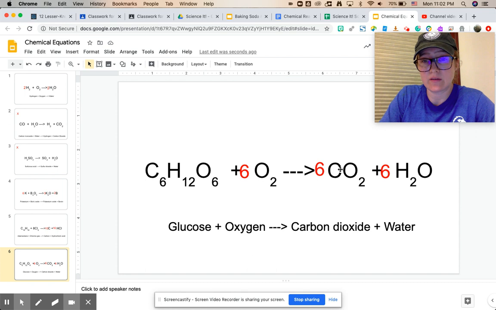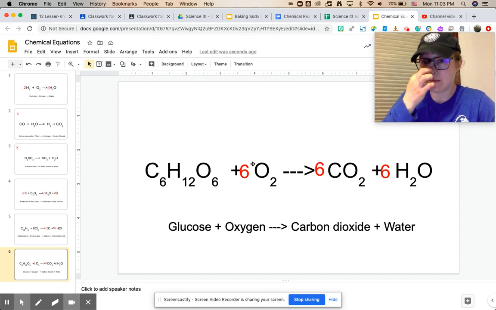So we have 6 carbons, 12 hydrogens. 6 times 2 is 12 hydrogens. We have 6 times 2 is 12 oxygens, plus another 6. 12 plus 6 is 18. And then we have 6 times 2 is 12, plus another 6 over here is 18.